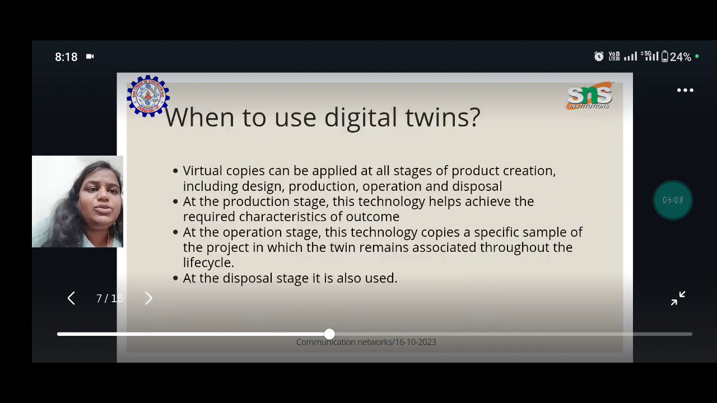And when to use a digital twin? The virtual copies can be applied at all stages of product creation, including design, production, operation, and disposal. At the production stage, the technology helps to achieve the required characteristics of the outcome. At the operation stage, this technology copies a specific sample of the product, and the twin remains associated throughout the life cycle. At the disposal stage, it is used as well.